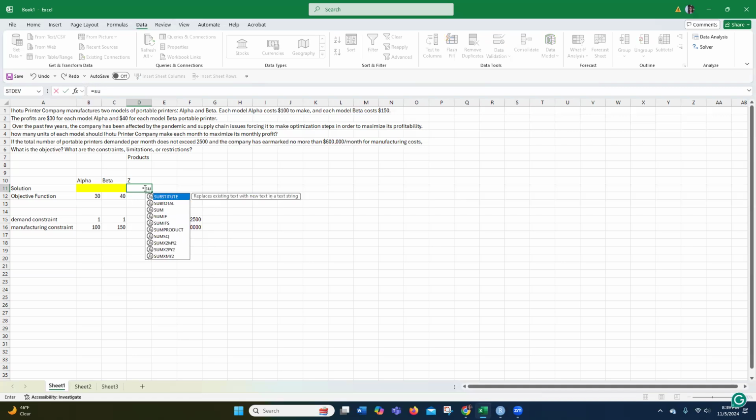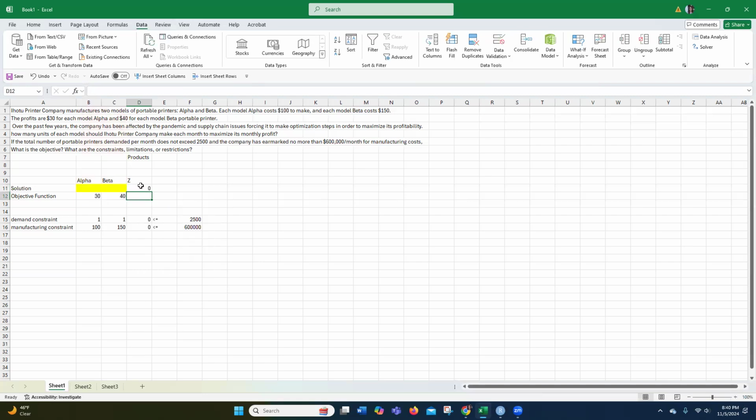Click equals SUMPRODUCT, parentheses, highlight these two cells, comma, and then we're going to use the cells above it. So B11 colon C11, parentheses, and enter. Now I can go back here and you can see what that formula will look like.